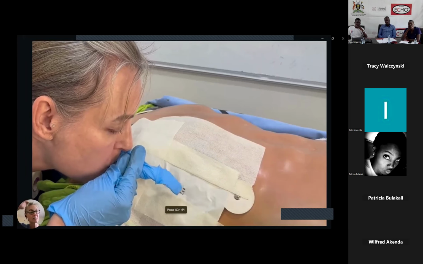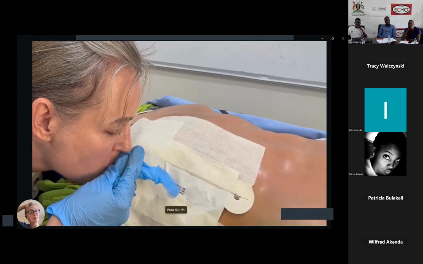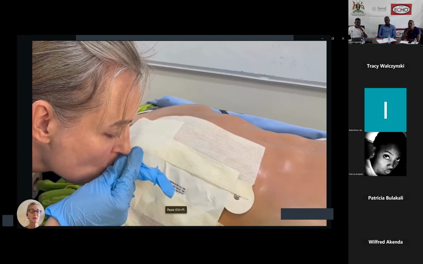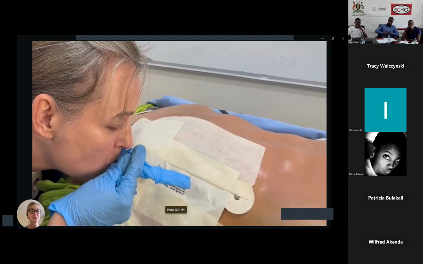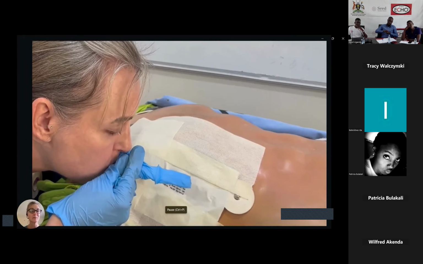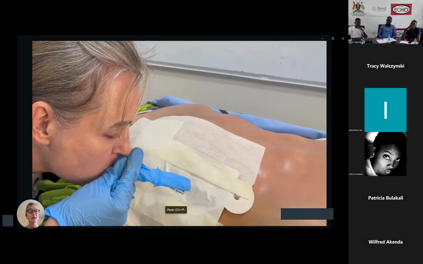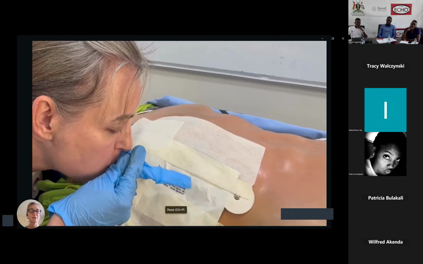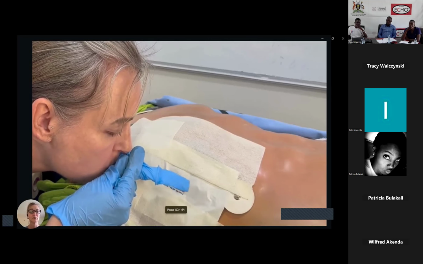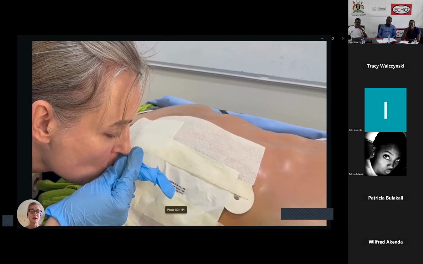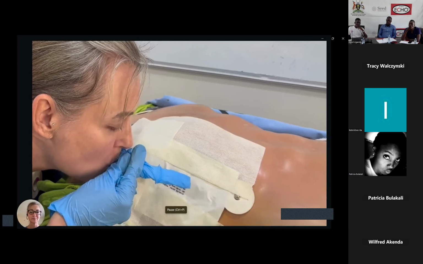So this becomes a little bit like a Heimlich valve. So when the patient breathes in, it closes the open edge, and when they breathe out, it allows movement of air and fluid to come out of the open side of the three-sided dressing.